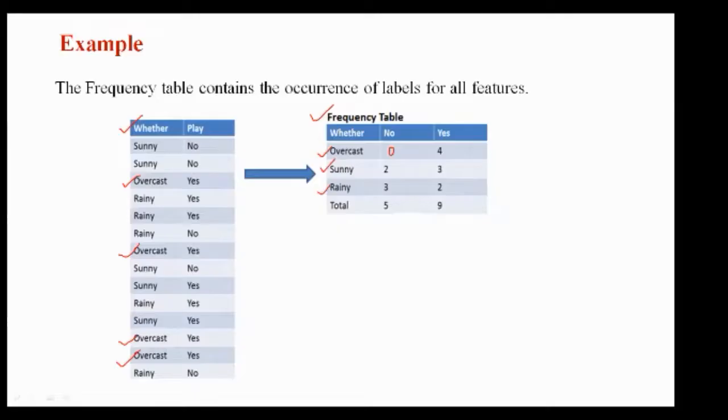For sunny, you can check, no is 2. For these two rows the output is no. And for rainy, no is 3. So just check this. Fine. And the total no are 5 and yes are 9. Out of 14, total 14 rows are there. The total rows for yes are 9 and total rows for no are 5.